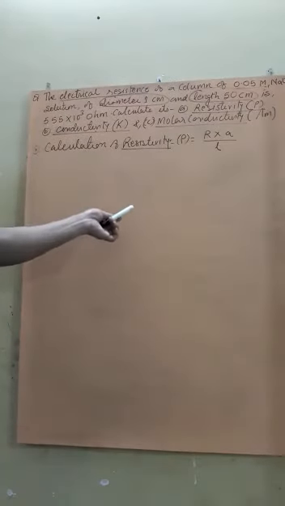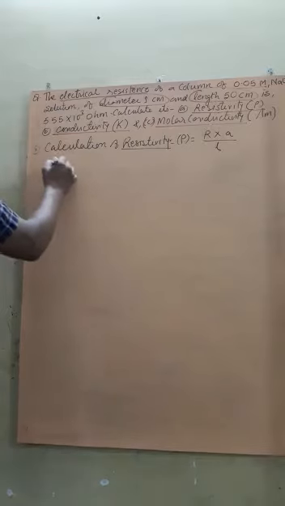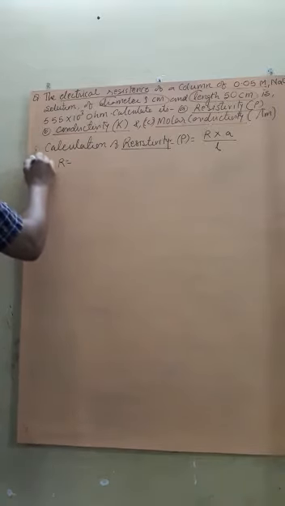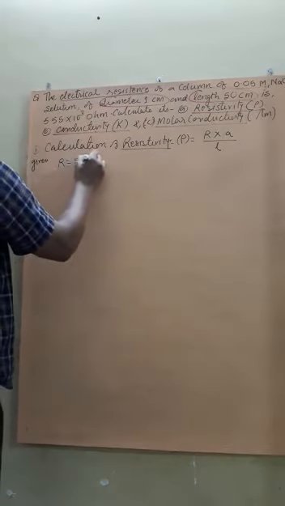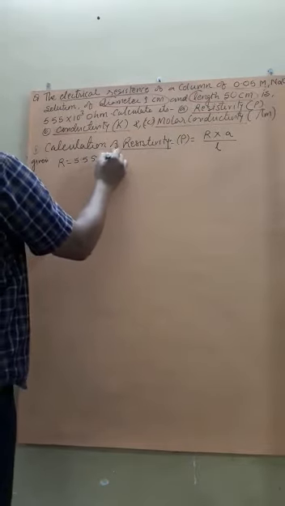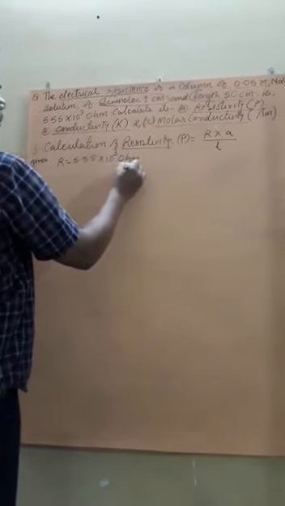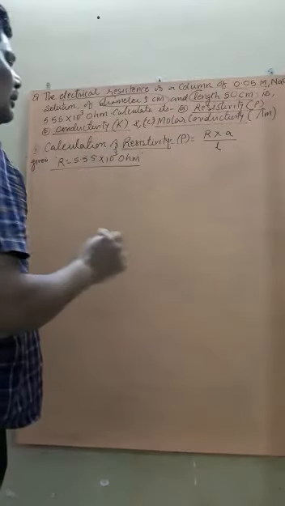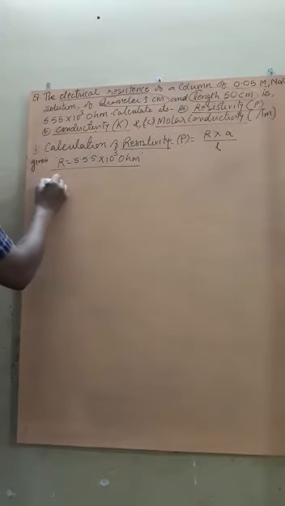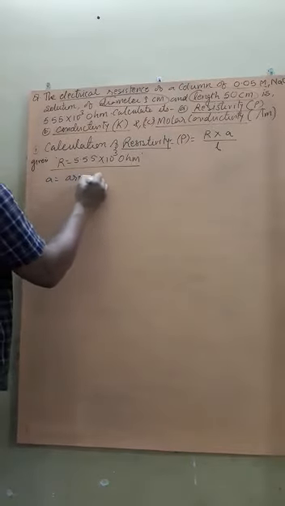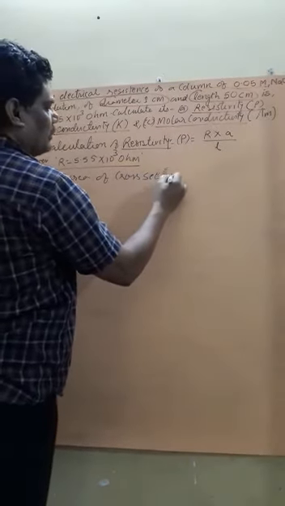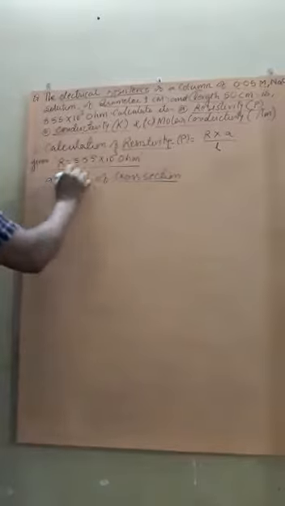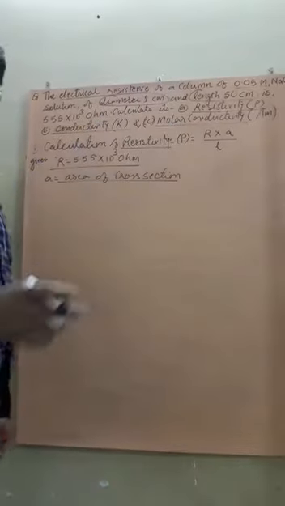So we should know what R is. R is given in the question: 5.55 into 10 to power 3 ohm. This is the R. What about A? A is the area of cross section. Is it given in the question?